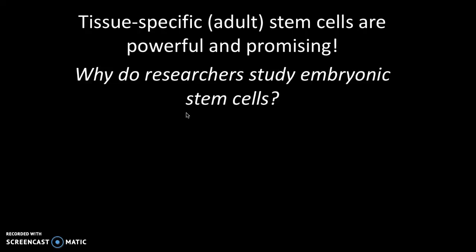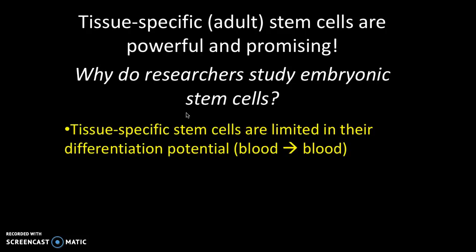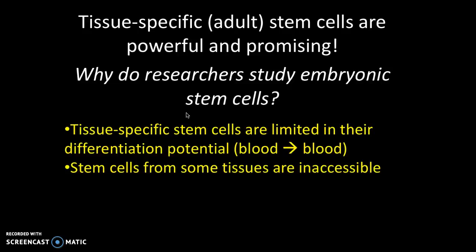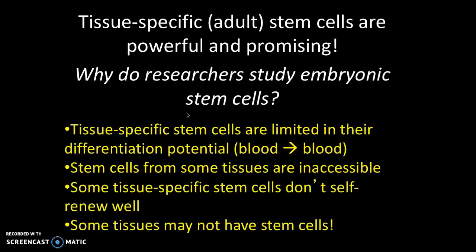So why do researchers study embryonic stem cells if adult stem cells are there? And that is because, again, they're limited to what they can do. And then, of course, they're inaccessible. And then there's the idea that we're killing an embryo to receive those stem cells. Okay.